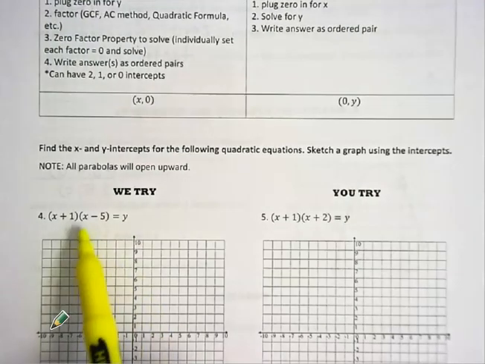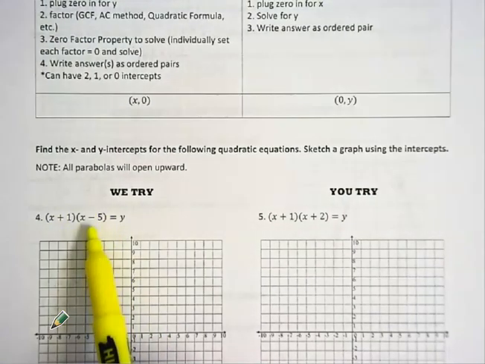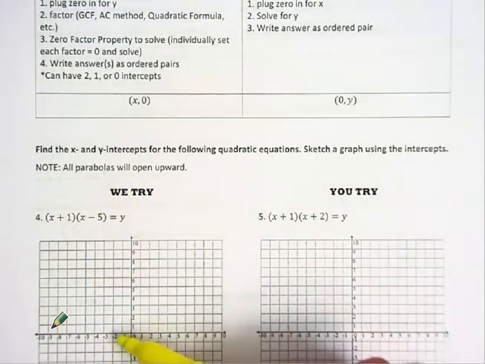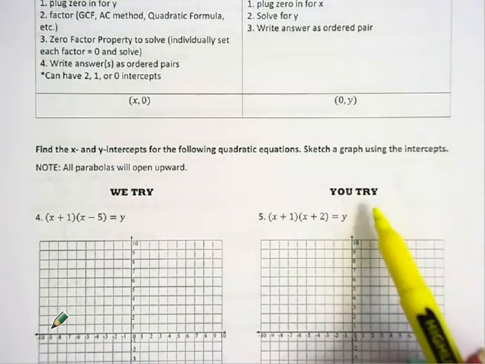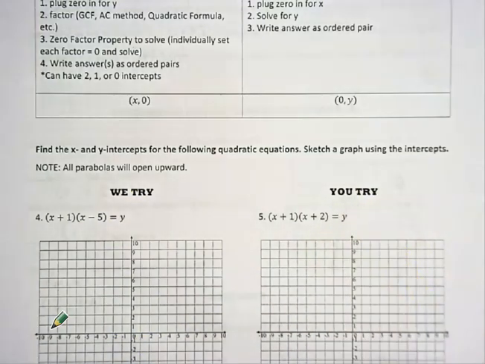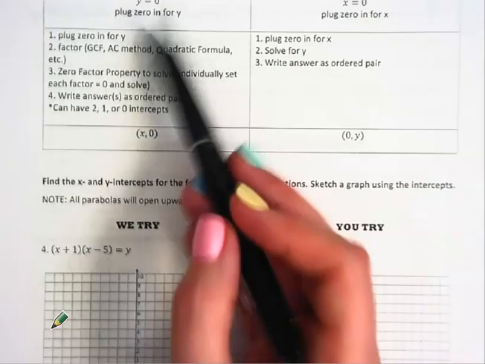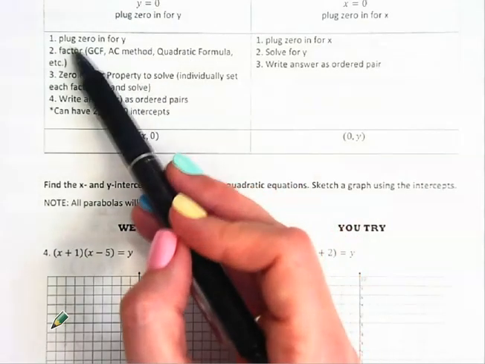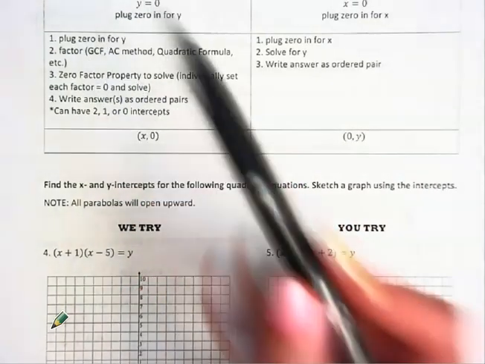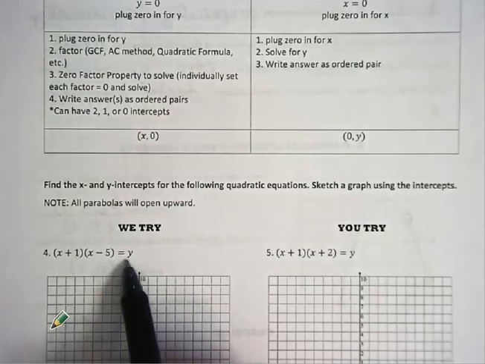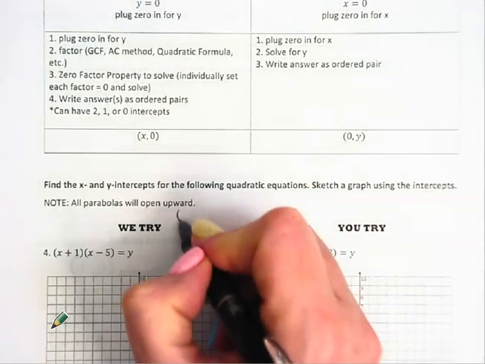This first type of equation is already factored. So I'm going to do all the we try problems and leave you to do the you try problems by yourself, and you can check your answers with the PDF in your Google Classroom. All right, so here's our first step for finding the x-intercepts. Plug 0 in for y. So here's my equation. I'm going to put 0 for y.